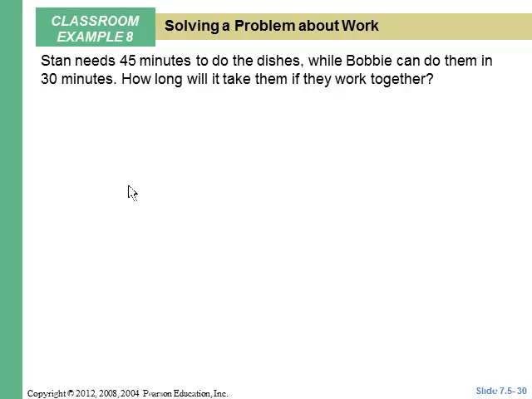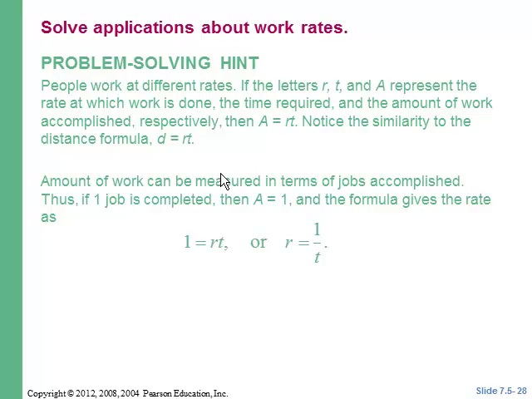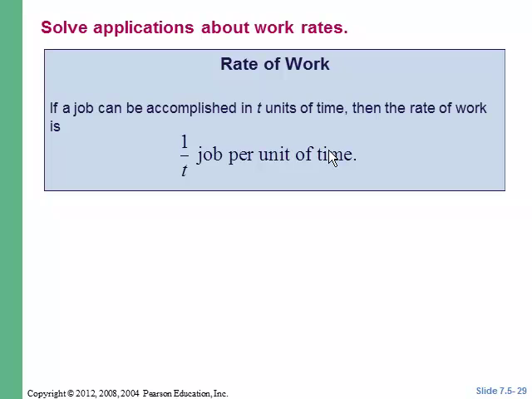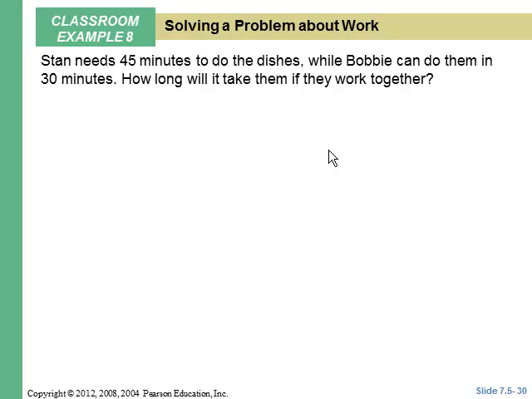Work problems. Stan needs 45 minutes. Oh, wait, I forgot to show you how to do it. People work at different rates. If the letters R, T, A represent the rate at which work is done, the time required for the amount of work is A equals R times T, which is just like distance equals rate times time. So if we know the whole job, which is A, is 1, the rate will be 1 over T. So 1 over T parts of the job is done per hour or whatever.